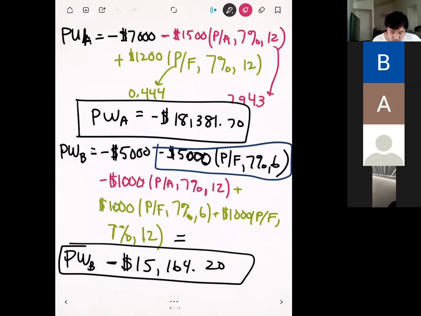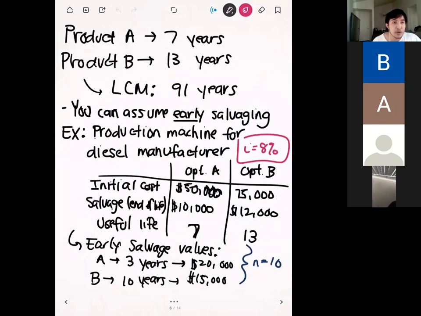Yeah, so early salvage value occurs when you're comparing two different options and the product lives don't really match up that well. In this particular case, we have a product which lasts 7 years and a product which lasts 13 years. Normally when you have different product lives, you try to find the least common multiple and do the analysis based on that. But in this case, there's no smaller common multiple between 13 and 7, so it's just their product, 13 times 7, which is 91 years.